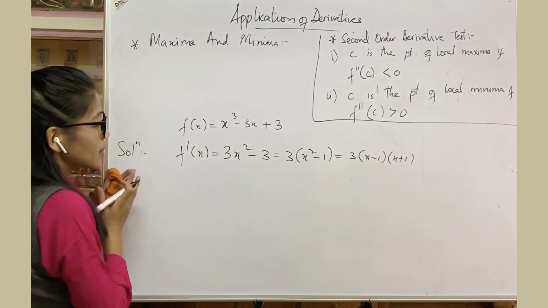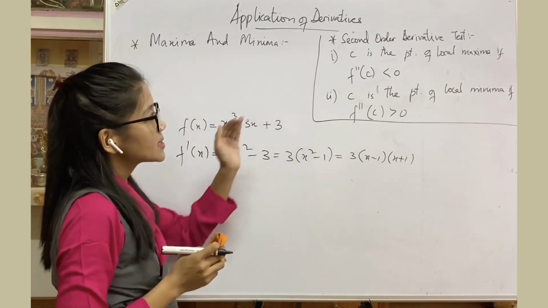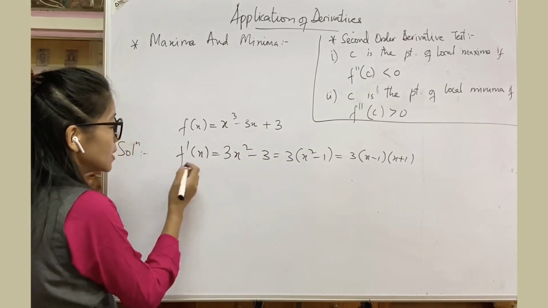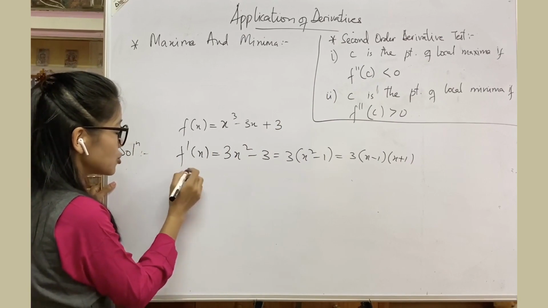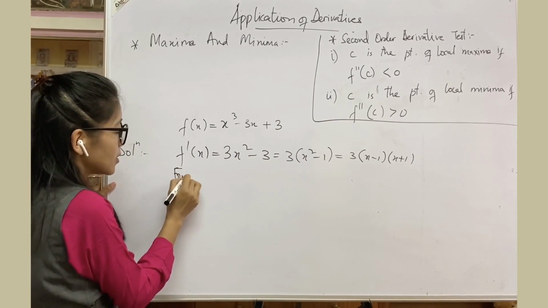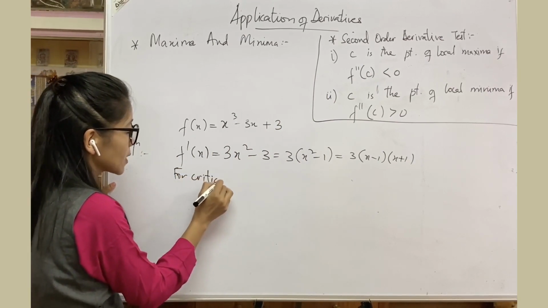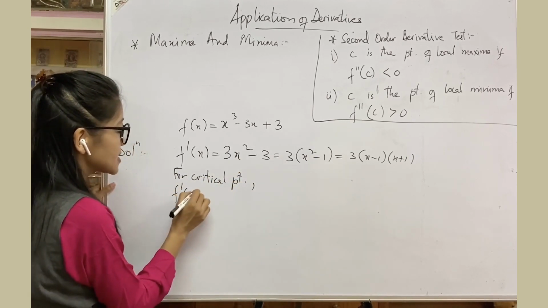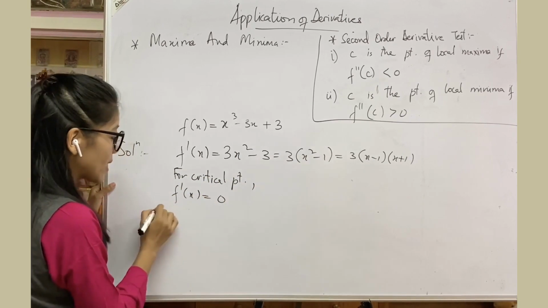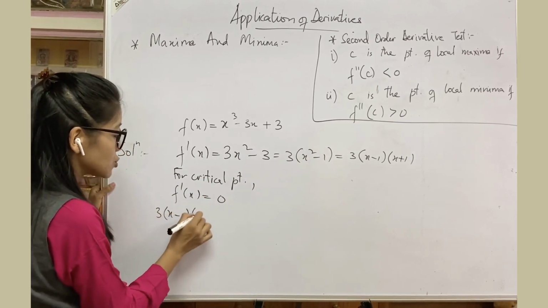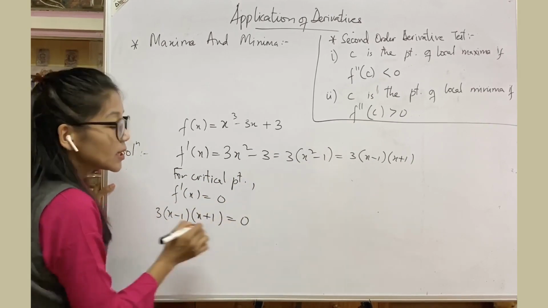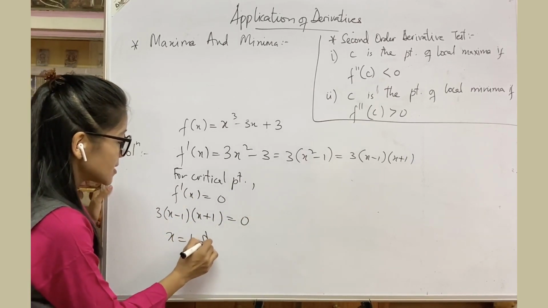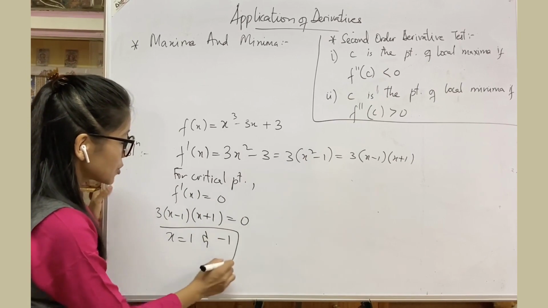Since in the second order derivative test you have to find the second order derivative, first you find the critical points. For critical points, f dash x is equal to 0. So we have 3 into (x minus 1) into (x plus 1) is equal to 0. So we have x equals 1 and negative 1. So we get two critical points.